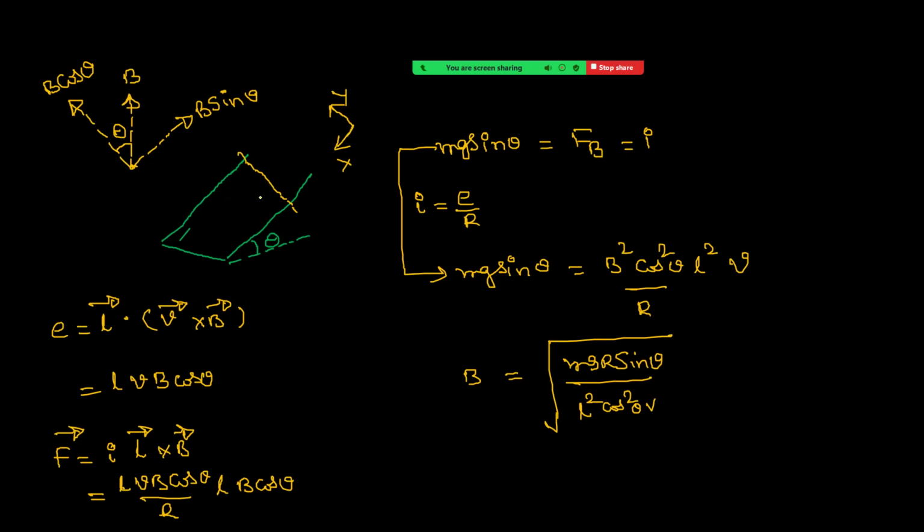First we find the EMF, then from that the current. Once the current is known, we find the force acting. If this force is up the incline, like this magnetic force, which has to balance mg sin theta, then velocity will be constant. Okay.